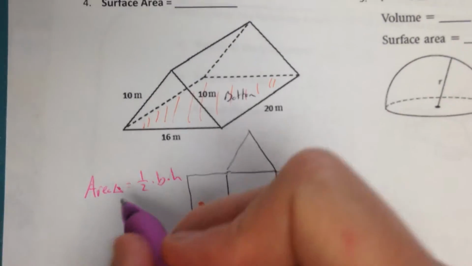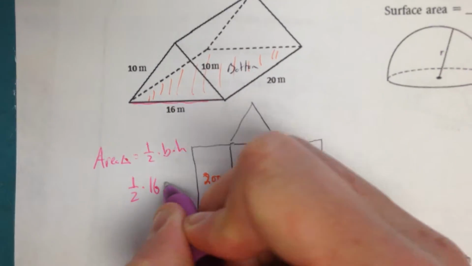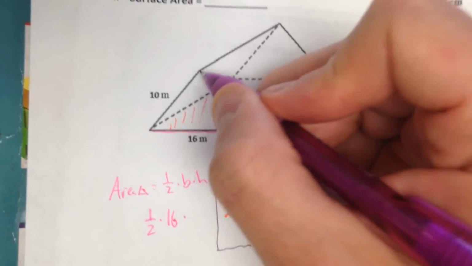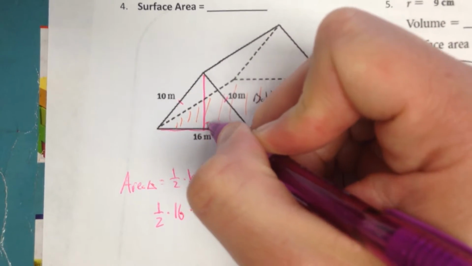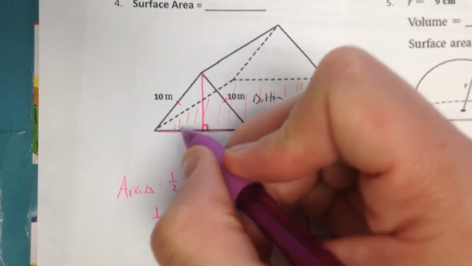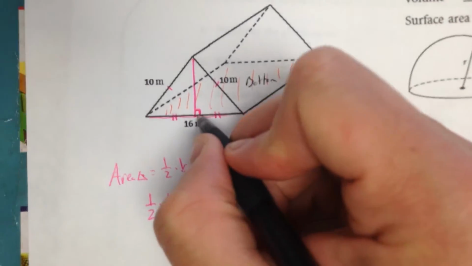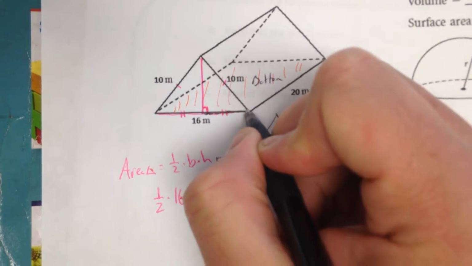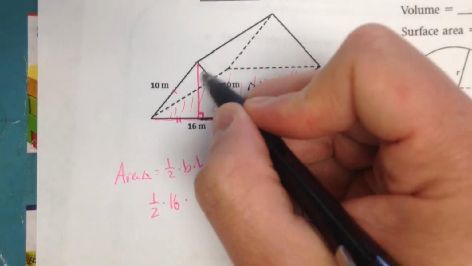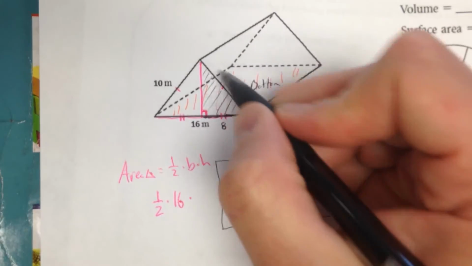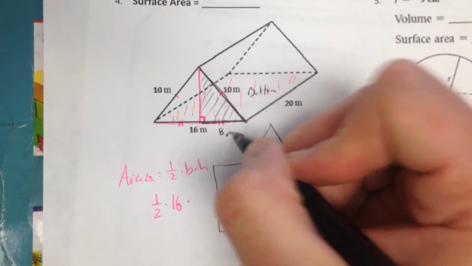In this particular situation, we have 1/2 times the base of 16 times a height that was not provided for us. However, we're looking at an isosceles triangle. And when I drop the altitude of an isosceles triangle, I'm also creating a perpendicular bisector. Because of that, I can confidently know that this 16 is being cut in half to give us a right triangle that has a hypotenuse of 10 and one leg of 8 meters.